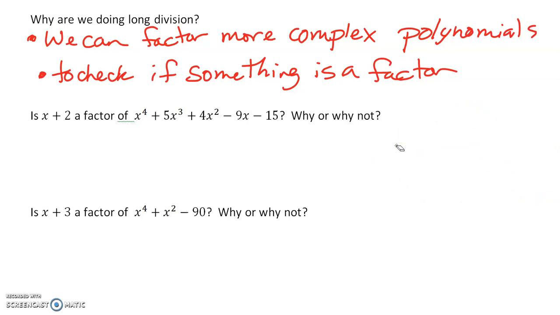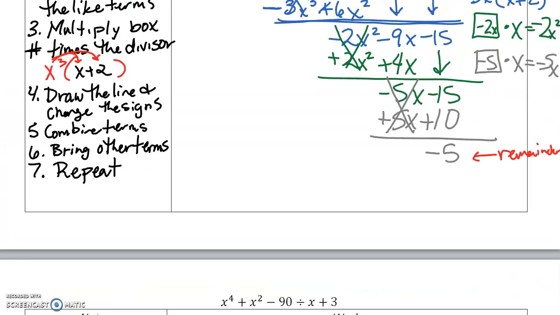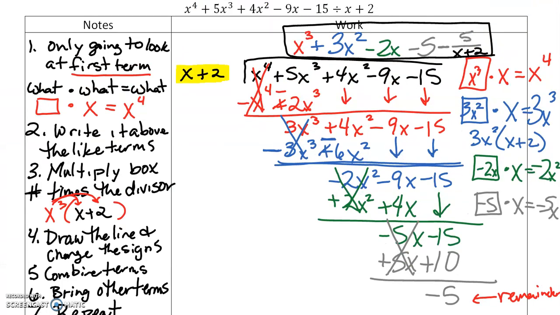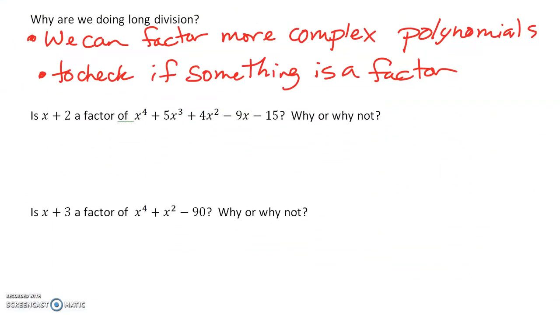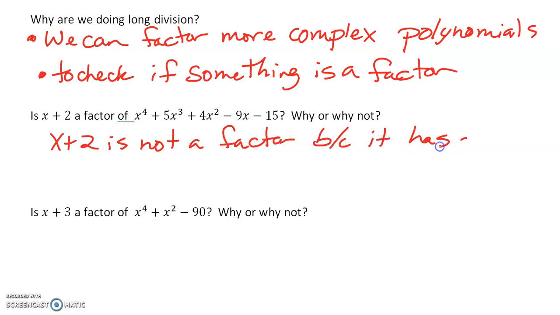So the first question that this is asking is, is x plus 2 a factor of x to the 4th plus 5x cubed plus 4x squared minus 9x minus 15? Well, we did that one earlier on the front, and we did our long division. Is it a factor? Well, we have a remainder. So since I have a remainder, I can say that x plus 2 is not a factor because it has a remainder.